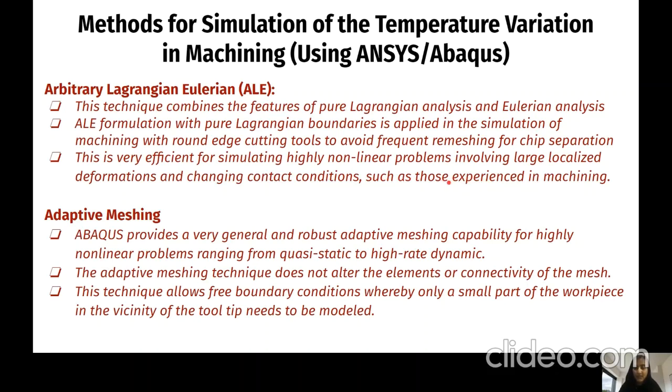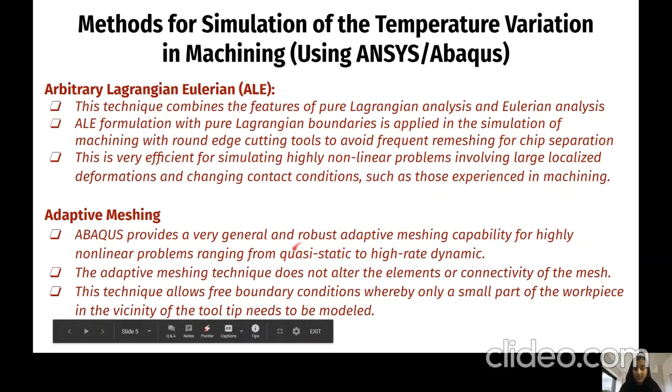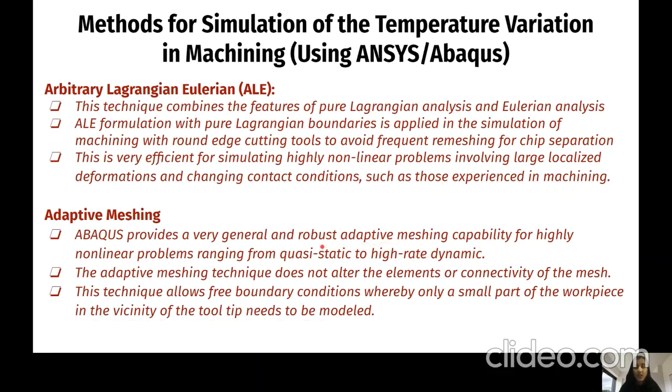The second method which we'll be looking up is the adaptive meshing method. This is a method to concentrate the elements to regions with large gradients. Abaqus provides a very general and robust adaptive meshing capability for highly nonlinear problems ranging from quasi-static to high-rate dynamics. That is, whether the processes tend to remain in internal equilibrium, or occur at very high rates, all can be taken care of by the adaptive meshing technique.